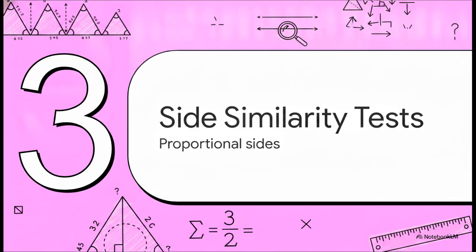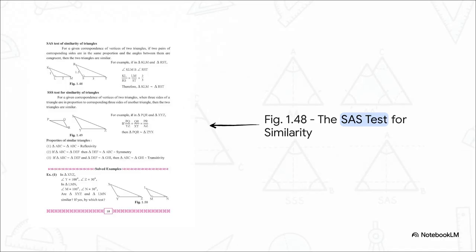So checking just 2 angles is perfectly enough to prove similarity. Section 3. The side similarity tests. Moving on, this diagram illustrates the SAS, or side angle side test. Imagine 2 pairs of sides are proportional, like a 2:3 ratio, and the angle between them is equal. Then yes, they are similar.